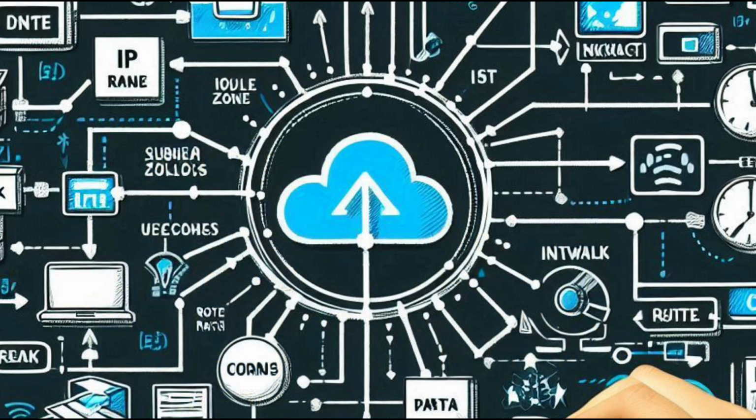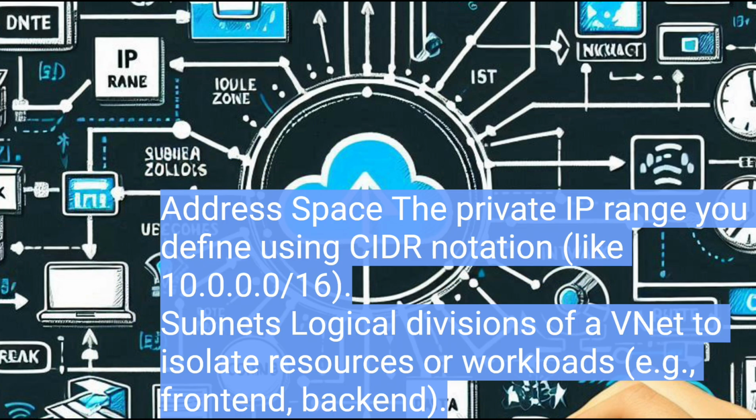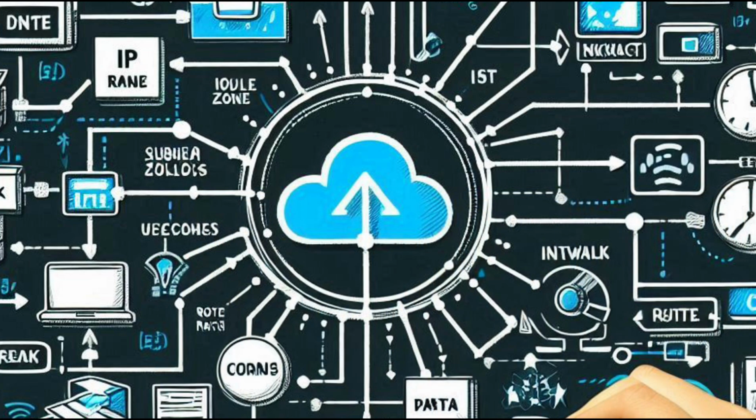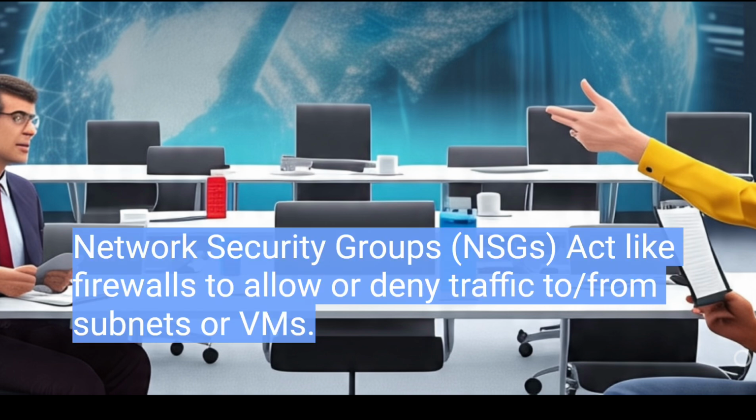Key components of an Azure VNet. Address space. The private IP range you define using CIDR notation, like 10.0.0.0/16. Subnets. Logical divisions of a VNet to isolate resources or workloads, e.g., front-end, back-end. Network security groups, NSGs, act like firewalls to allow or deny traffic to or from subnets or VMs.